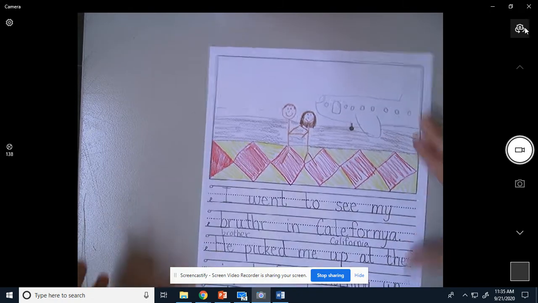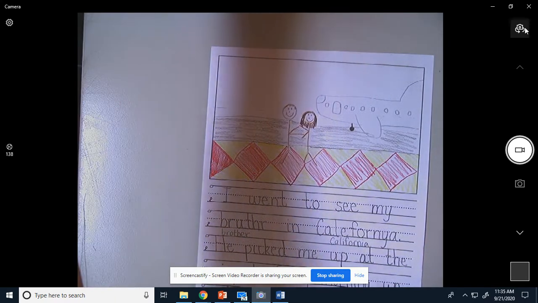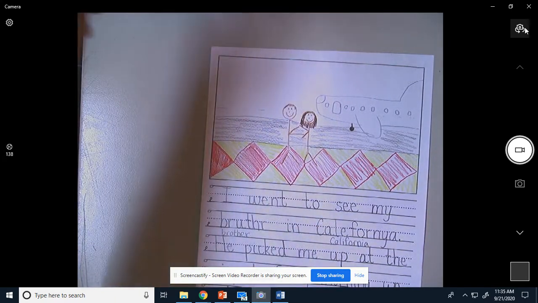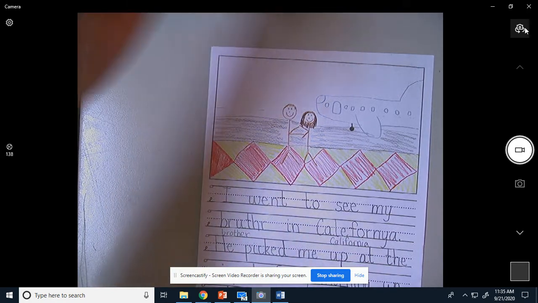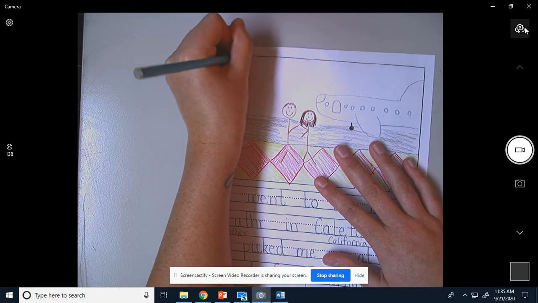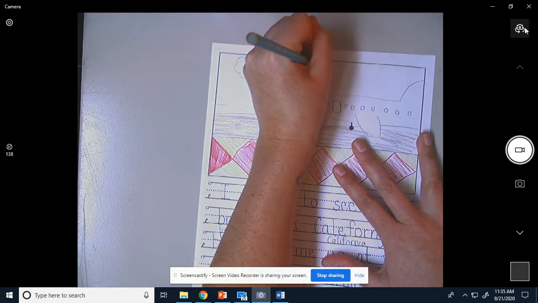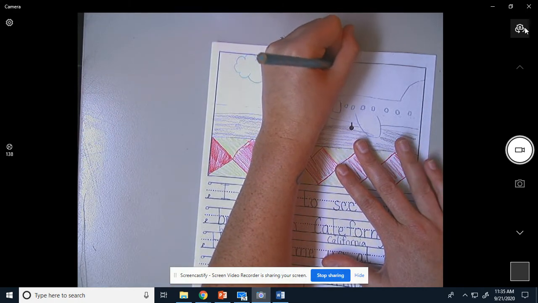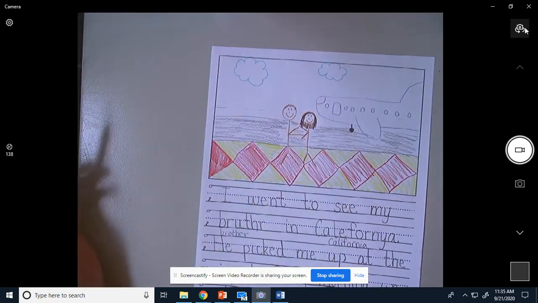Remember, you're thinking about what it actually looked like, okay? And then I'm going to add some clouds, which I'm going to do with blue. Because it was cloudy, but it was sunny also. It was a nice day to fly that day. So there's some clouds in the sky.